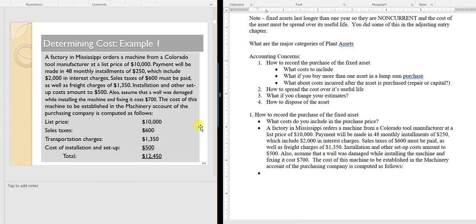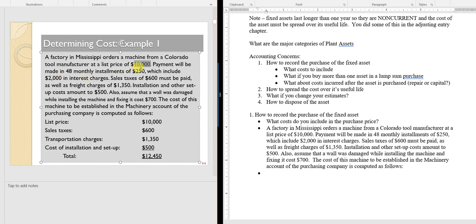Okay, so I have this one over here, so I want you to write it down, and we're going to make the journal entry for it. A factory in Mississippi orders a machine from Colorado. The tool manufacturer has a list price of $10,000, so we know that's generally always added. So write cost of machine, $10,000.